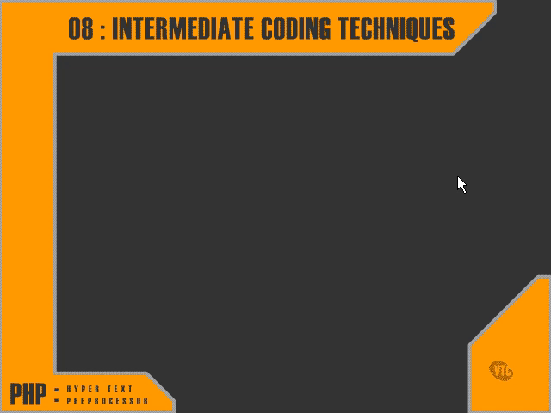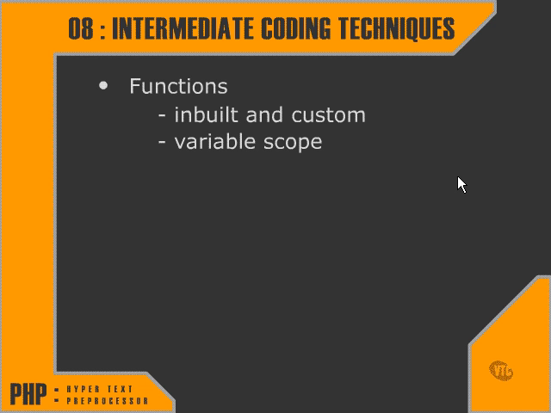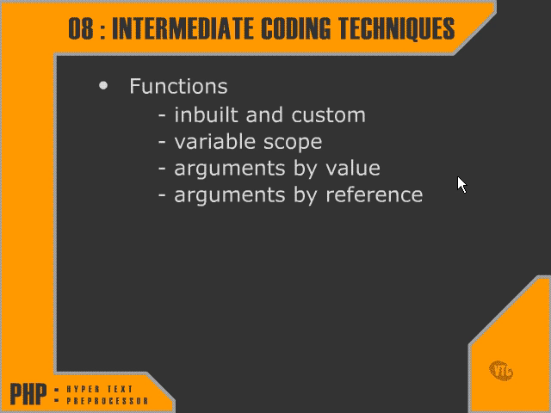In this chapter, we're going to look at ways to make our scripts more efficient, ways to reuse elements that we've already written, and to avoid redundancy. To do that, we're going to be looking at PHP functions, both the inbuilt functions that are included within PHP and custom functions that we can write ourselves to suit our individual needs. We're also going to be looking at variable scope in the context of functions, and ways to pass arguments either by value or by reference to our functions.